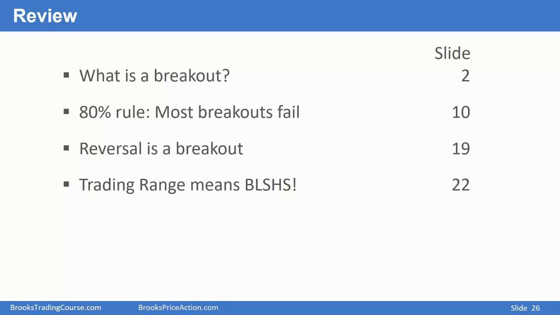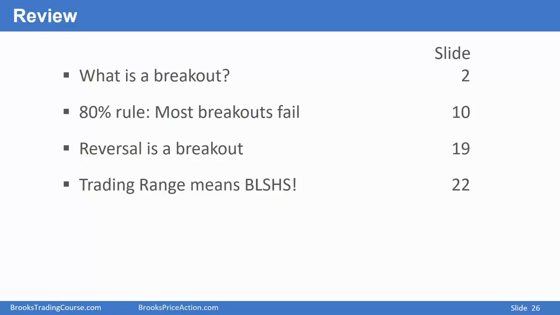I began talking about what exactly I mean by a breakout. I then moved on to my 80% rule, that 80% of breakout attempts will fail. Next, I made a point that every reversal is a breakout in the opposite direction. I may not call it a reversal, and I may not call it an opposite breakout. I typically call it a reversal, but it is a breakout, even though it may not be obvious on the time frame in front of you.